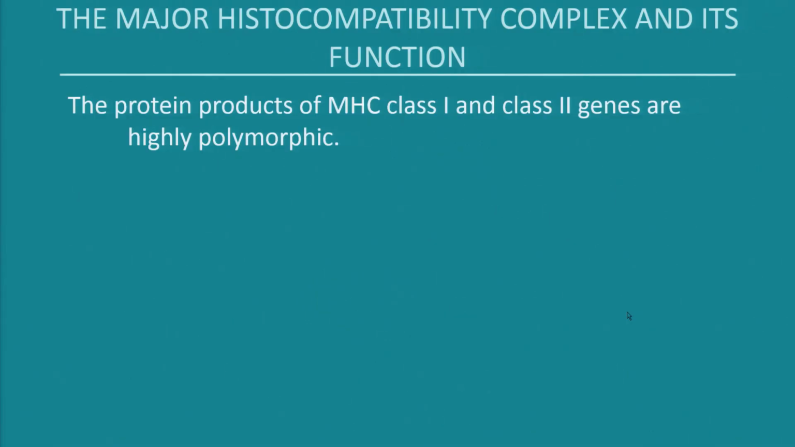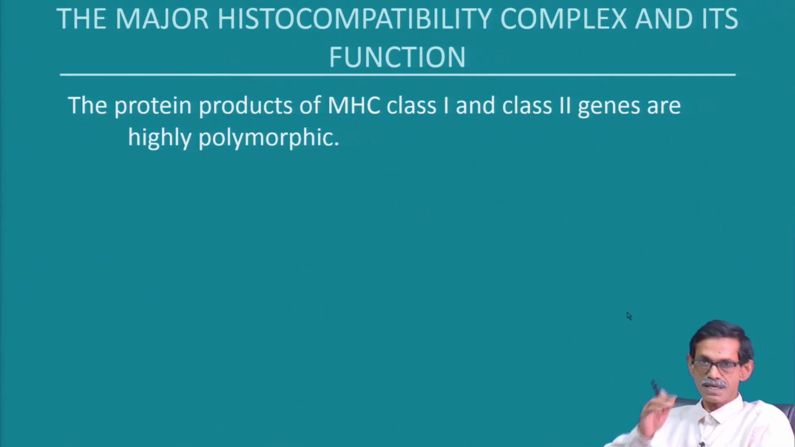In the last lecture I also told that MHC genes are highly polymorphic, and I also discussed the advantage of polymorphism, but very superficially. In today's class we are mostly going to talk about what the polymorphism is, how it is developed and why, and how many different types of MHCs are known so far in the human system. So, the protein products of MHC class 1 and class 2 are highly polymorphic.